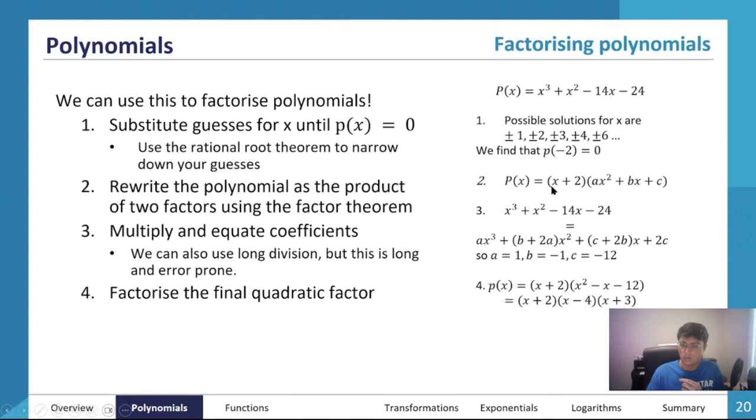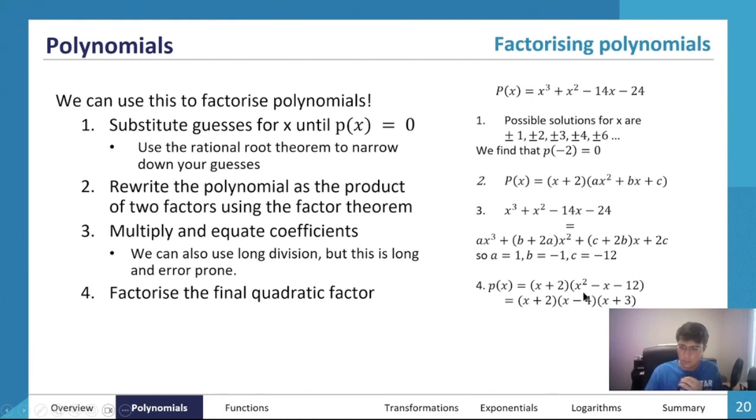So we can expand this out, x plus 2 times ax squared plus bx plus c, and because it's equal to our original polynomial here, x cubed plus x squared, blah, blah, blah, we can write this statement here, step 3, and then equate our coefficients. So a is equal to 1, you can see that there. b plus 2a is equal to 1, but because a is equal to 1, we can substitute that in and find that b is equal to negative 1. Using that same rationale going forward, we find that c is equal to 12.